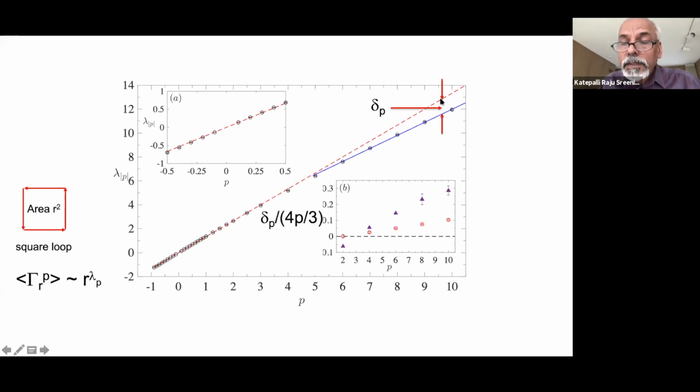Now, this is the departure from Kolmogorov, plotted divided by what should be Kolmogorov, as a function of the order of the moment. This is for the structure functions, and this is for the circulation. It departs from Kolmogorov, but by a significantly smaller amount than for the structure functions. I'll come back to this curve in a minute.